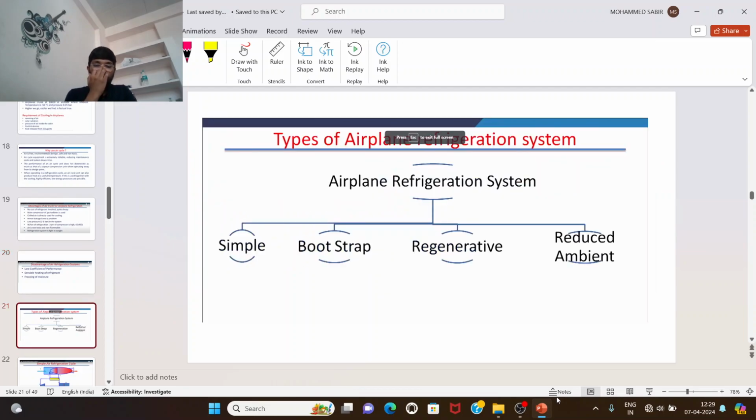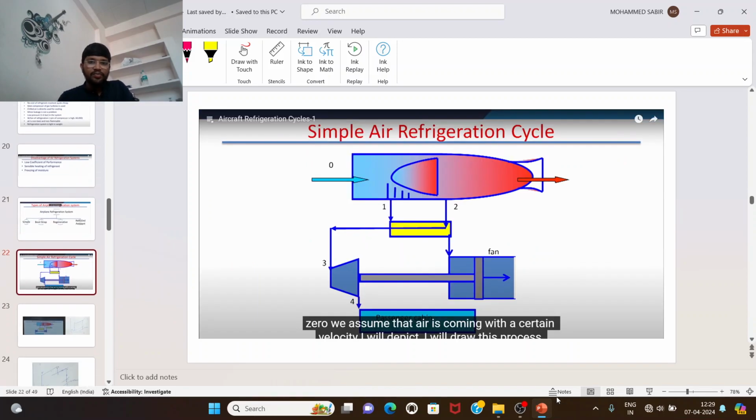Okay, now we come to how we categorize the air refrigeration cycle. Basically, we can categorize it into four parts. The first is the simple system, another is the bootstrap, third is the regenerative, and fourth is the reduced ambient system.